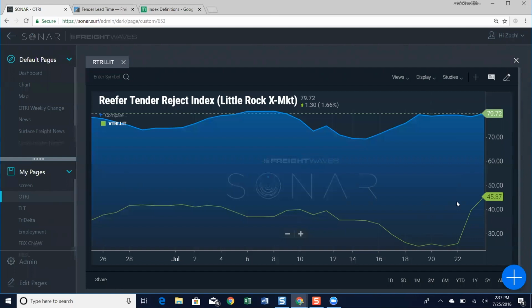So if you're trying to figure out what's going on in a market, a good way to dig deeper into what's happening, maybe you don't have reefer trailers, or that's not something that you specialize in. You can go in here and see that reefers are pretty high, and they did jump up, but the VTRI shot up significantly. So you've got some dry van opportunities in the Little Rock market right now, as that volatility is insane.